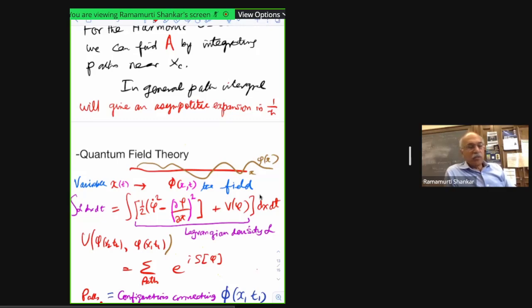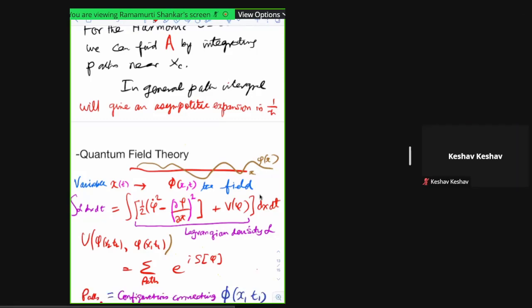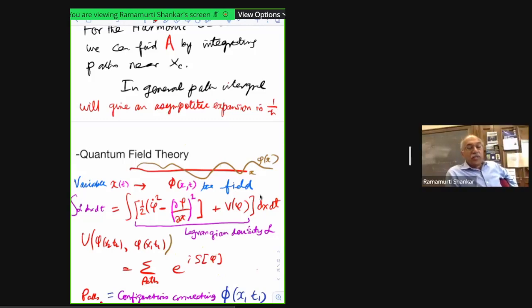But what is remarkable is there is an approach to quantum mechanics based on the Lagrangian, right? Not based on the Hamiltonian. Yeah, that is the contribution that Feynman made. You can work with the Lagrangian. I'll tell you why the Lagrangian is the big thing.